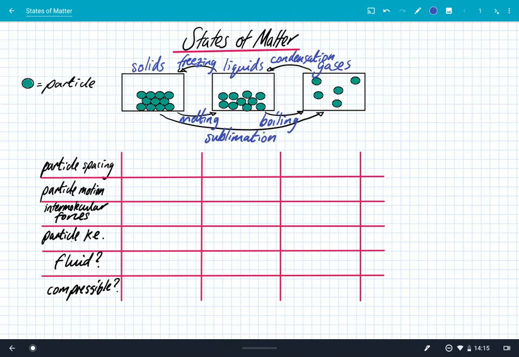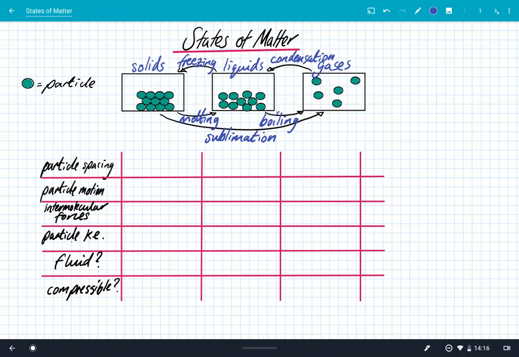So we need to now know about the properties of these states of matter. And the way we do that is by using the particle model. And if you understand the particle model, you can understand the properties of solids, liquids, and gases. So let's look at solids first of all.